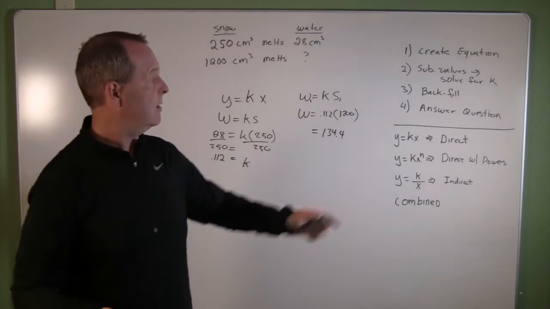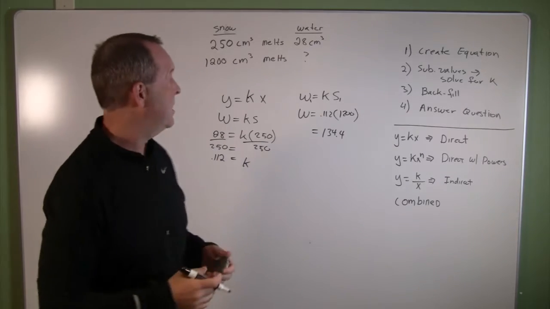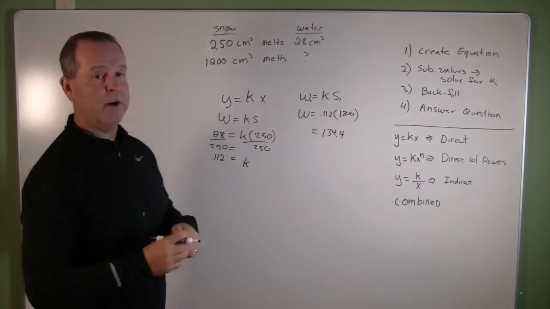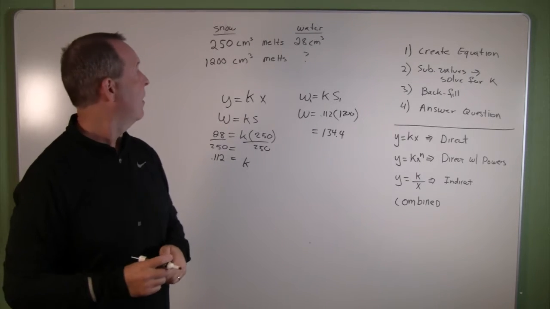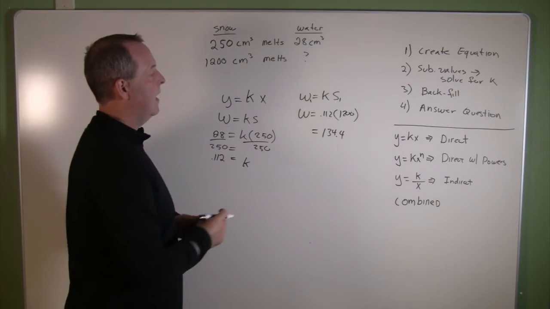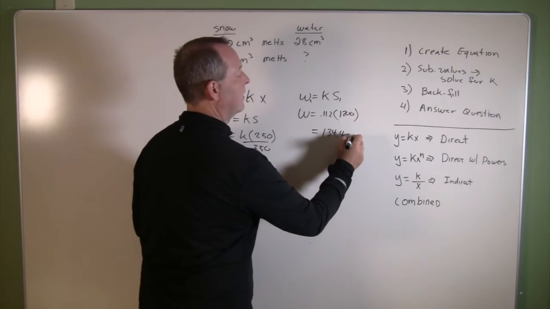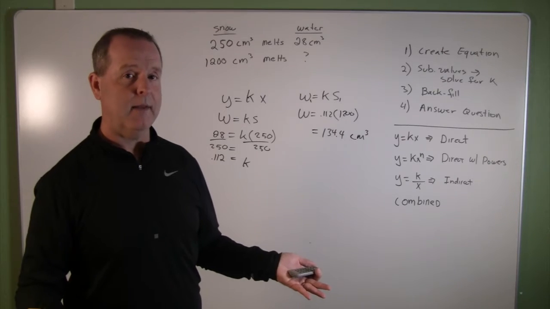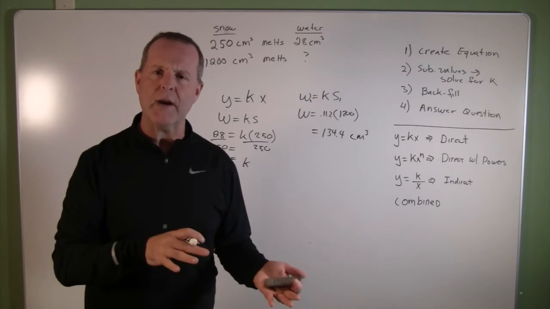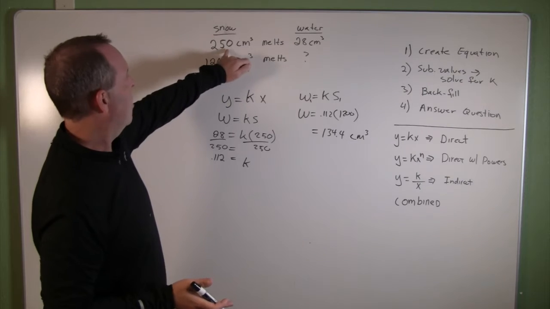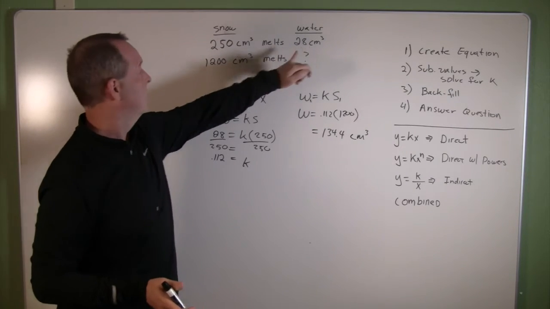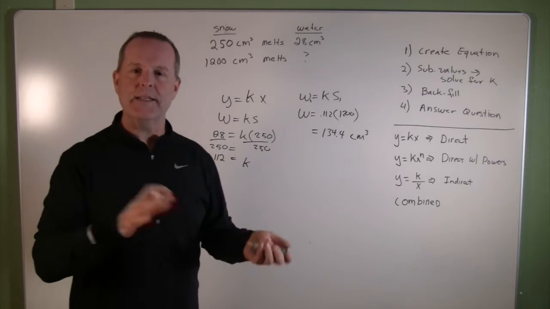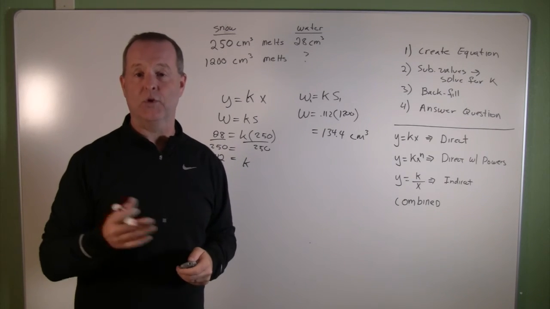And now my last part, I answer the question. What is the question asking? How much water can I expect if I have 1,200 cubic centimeters of snow that particular winter? I'm going to expect 134.4 cubic centimeters of water. I want to make sure I label that. And does that make sense? Look at your answer and ask, does it make sense? Lower volume, lower volume. A higher volume, I'm expecting more water. And that's the nature of a direct variation, a direct relationship.